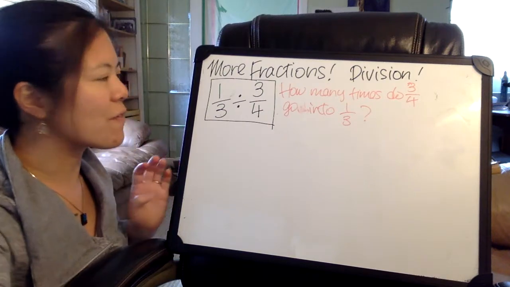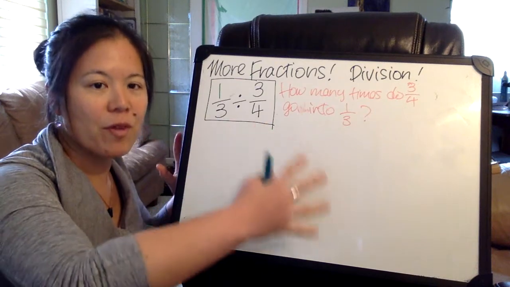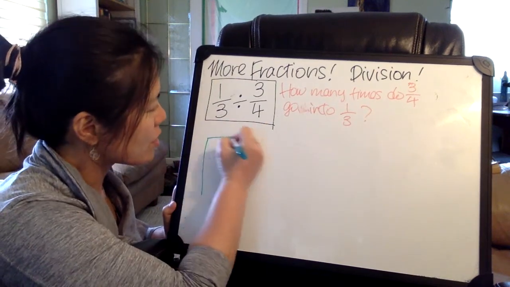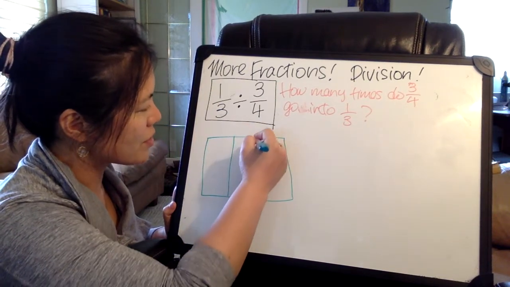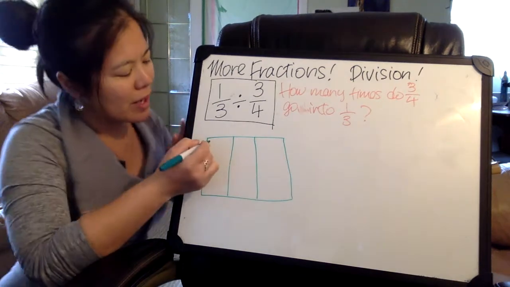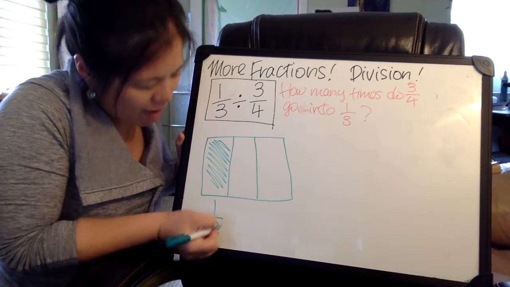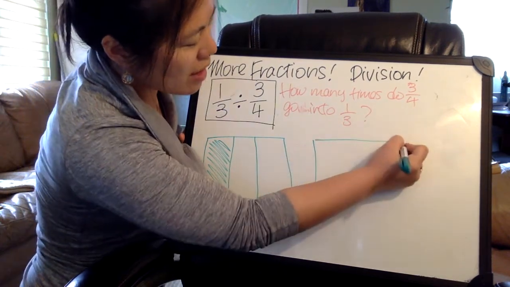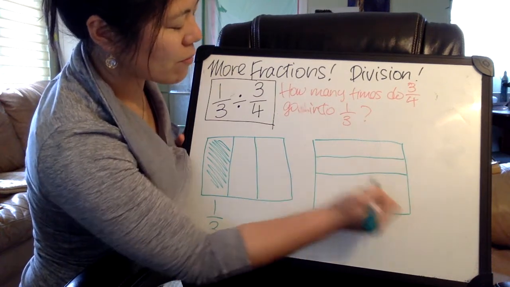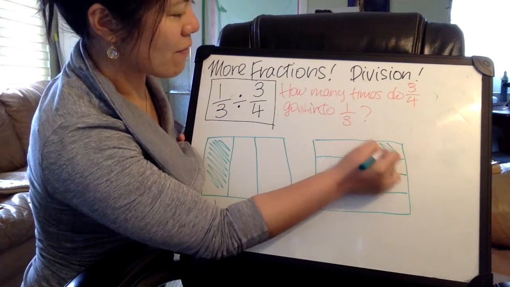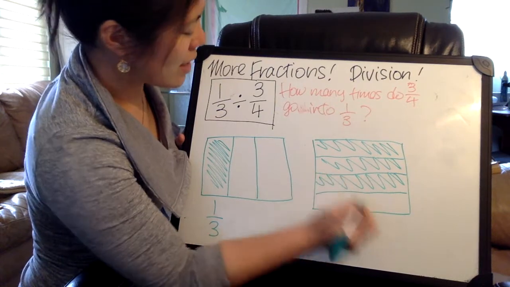So the first step with fraction division, you're going to represent both of the fractions in an area model. So here we are. I'm going to divide the first whole from top to bottom, and I have my 1/3 right there. Then I'm going to draw another area model, and I'm going to dissect that whole from side to side, and I have 1, 2, 3, so that's my 3/4.